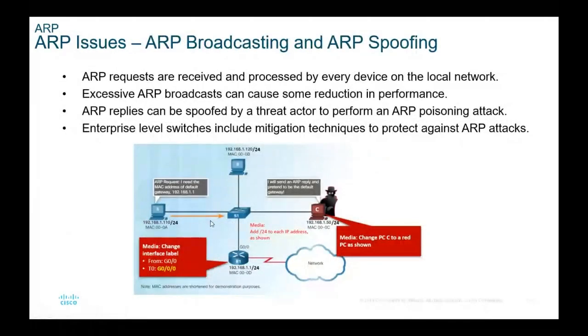Some ARP issues: ARP broadcasting and ARP spoofing. ARP requests are received and processed by every device on the local area network. Do you get that? It's like me saying, hey, Damien. Probably every one of you heard me and paid attention for a second, didn't you? Then you realized I was talking to Damien and said, oh, don't worry about it, it's not me. But basically, all of you had to stop what you're doing, pay attention to me, and realize that I'm not talking to you. That's what an ARP request does to all the computers. It's pretty much saying, hey, but then each one realizes that's not for me, and just ignores it.